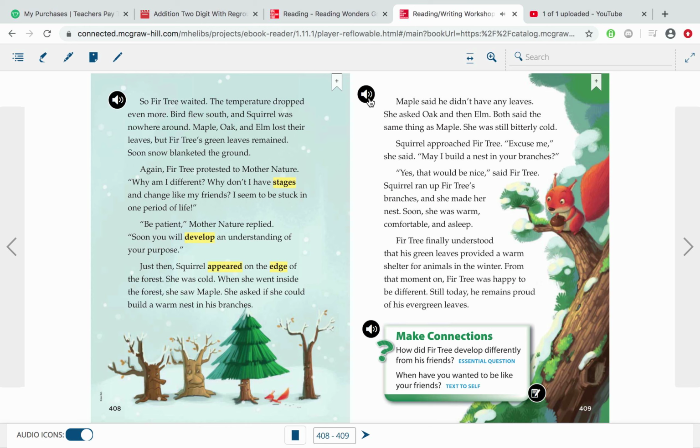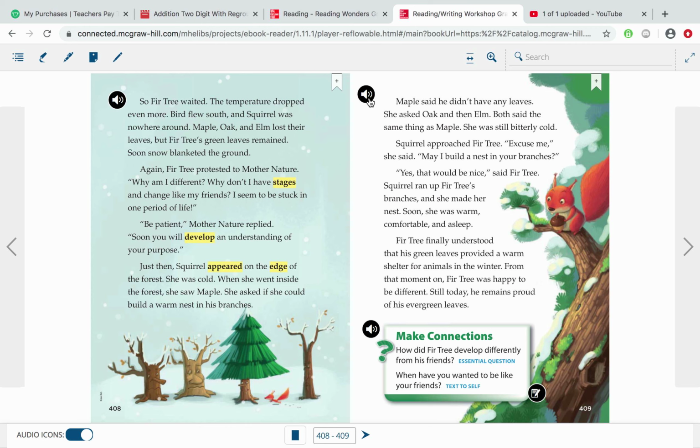All right, second grade. So I want you to think in your brain, what was Mother Nature's plan all along for Fir Tree? Fir Tree was there in the winter for animals to stay warm. He had a big job. Even though he had differences than his friends, which made him feel jealous and unhappy sometimes, he found out that he had the greatest job of all, and that's to keep squirrels and little animals safe in the winter and warm inside of his evergreen leaves.